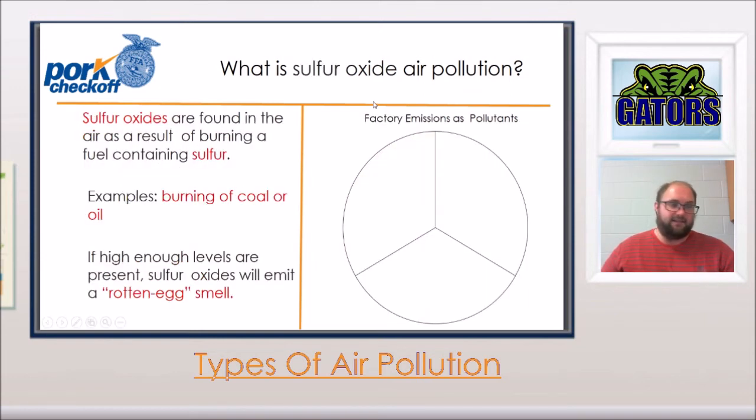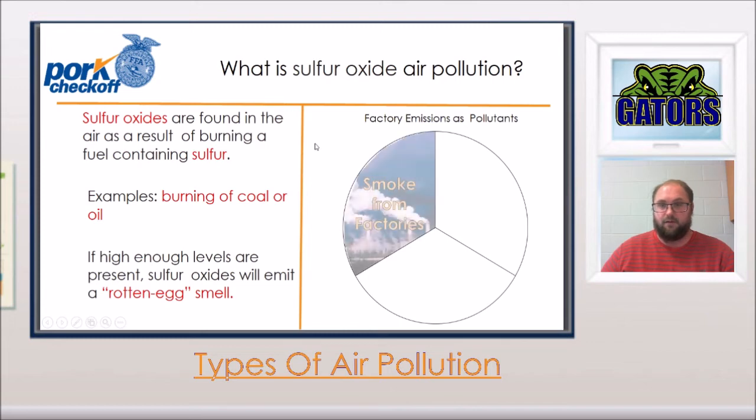Next, what is sulfur oxide air pollution? Sulfur oxides are found in the air as a result of burning a fuel that contains sulfur. Examples of this are the burning of coal and the burning of oil. If there are high enough levels of sulfur in what's burning, it's going to have a rotten egg smell.